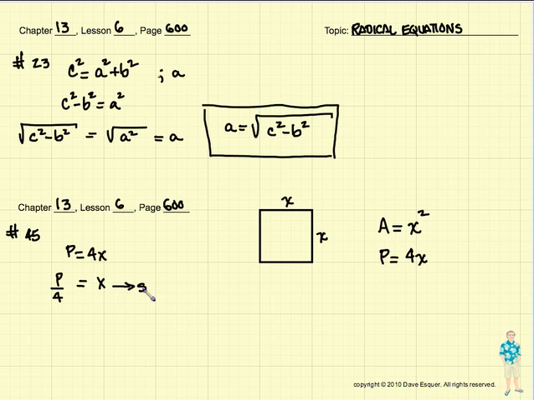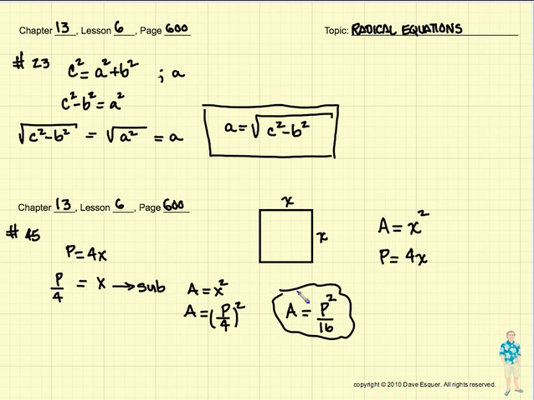If we were to substitute that into our area formula, the area is equal to x squared, we would end up with the area being equal to P over 4 squared. And if we wanted to make that even neater, we could say the area is equal to P squared over 16. So that was the first formula they were looking at.